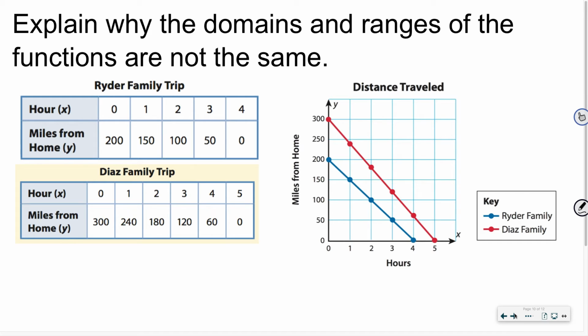Okay, what else? You have to check for the x on the x-axis and then the y on the y-axis. Okay. So you can explain the difference in their ranges by what Sarai said. They're a different number of miles from home. How could you explain the difference in their domains? What do you notice about the lines and their shape?